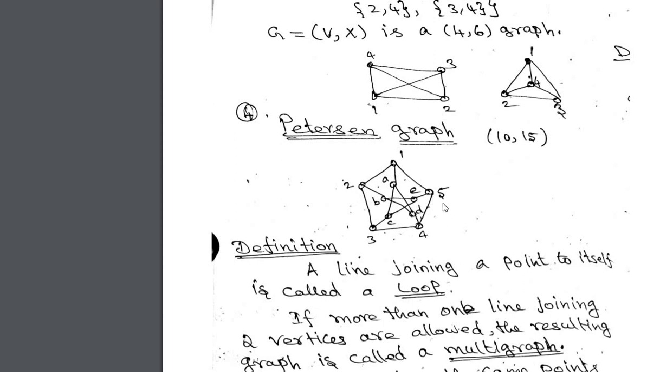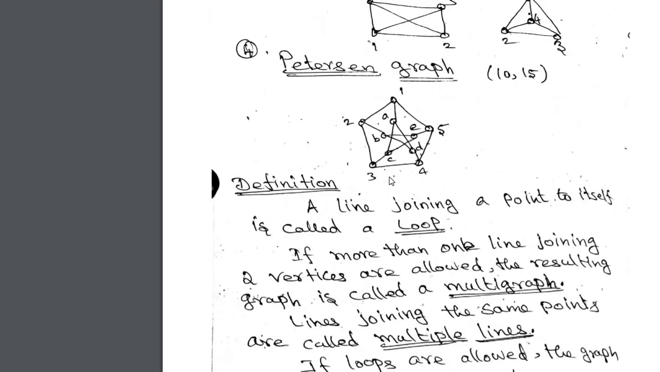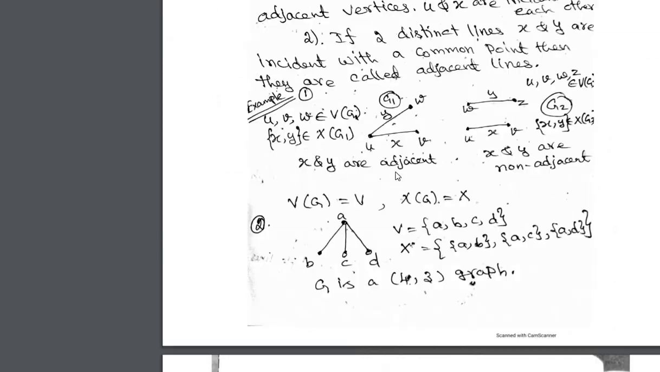Just draw the pentagon outside, 1, 2, 3, 4, 5. Okay, one pentagon you have to draw, and inside again you put 5 vertices, A, B, C, D, E. Then you draw the star connecting these A, B, C, D, E, and each node you join with the corresponding vertex. Okay, A to 1, B to 2, C to 3, D to 4, E to 5. Okay, this is a Peterson graph, right? So these are examples of graphs.